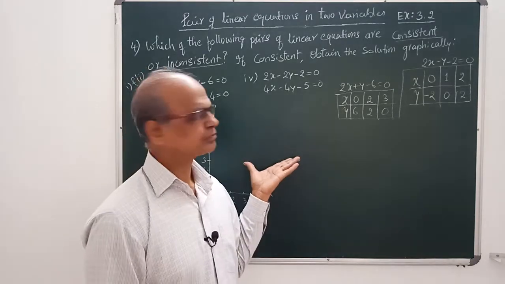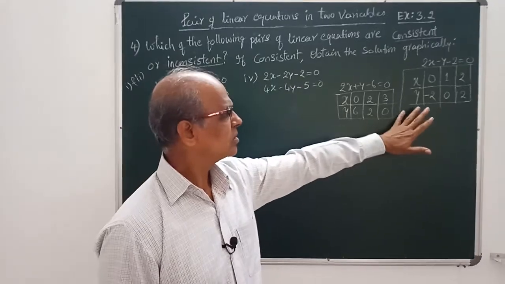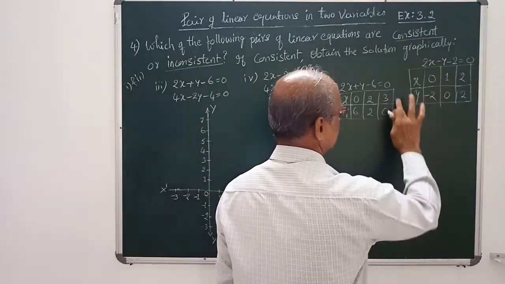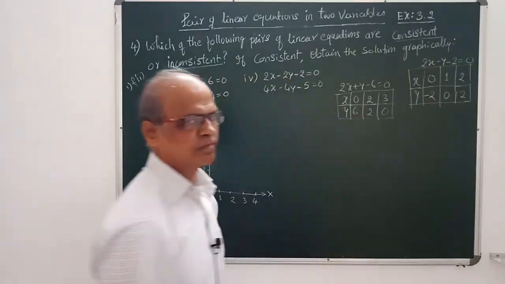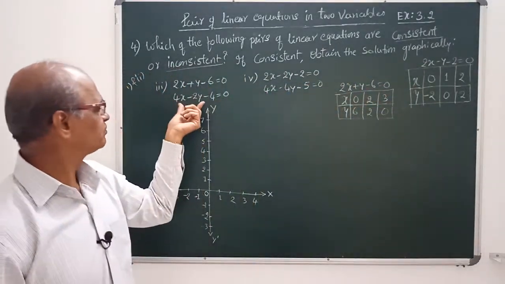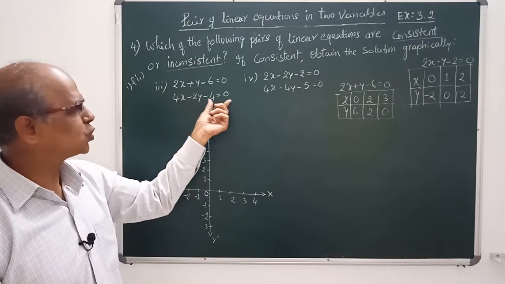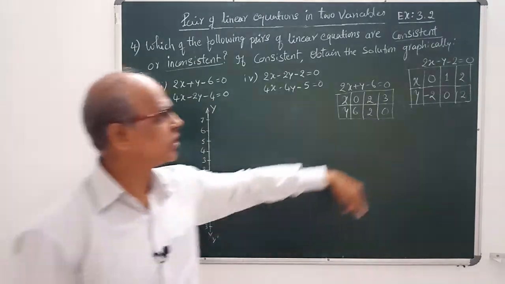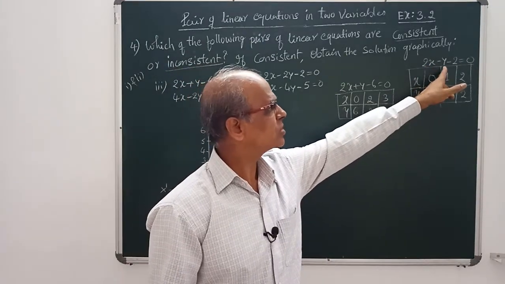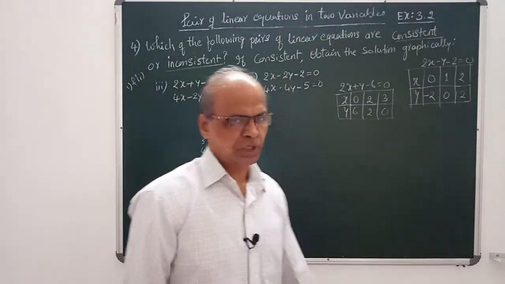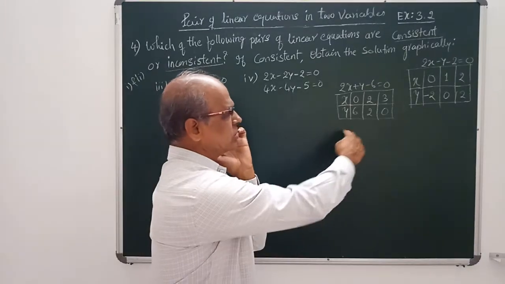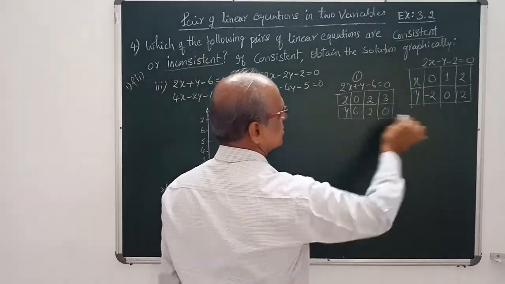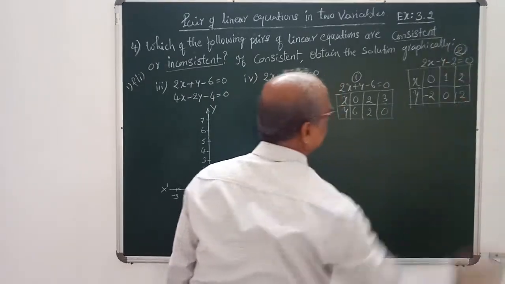Okay, see here. This is the second equation table, and the first equation. I have simplified it here: 4x minus 2y minus 4 is equal to 0. I simplified this by taking 2 common. You have seen that already. So I have written 2x minus y minus 2 is equal to 0. Now this is the first equation and this is the second equation.